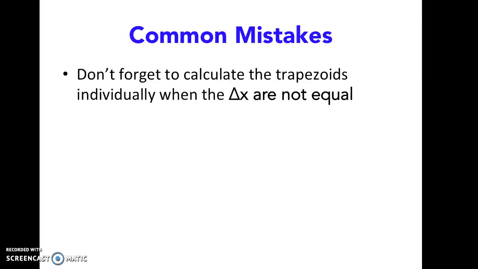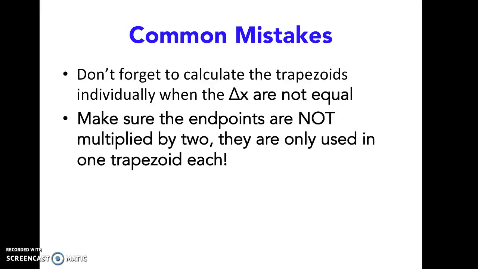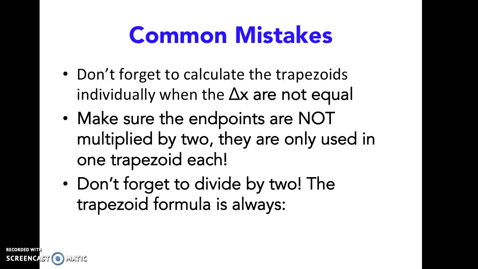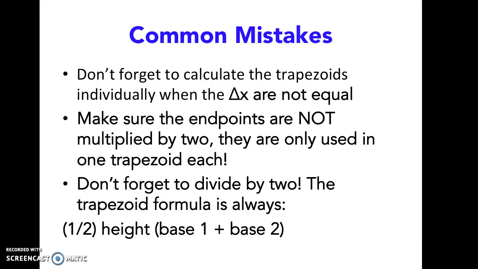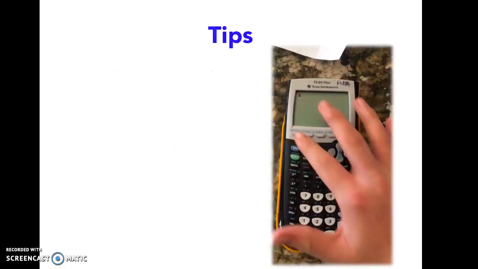Here are some common mistakes. Don't forget to calculate the trapezoids individually when the delta x are not equal, as we saw in our previous example. This is really important because it can really mess up your final answer if you use the same delta x, even if the x values are not evenly spaced apart. Make sure the endpoints are not multiplied by 2, because really they're only used in one trapezoid each. And never forget to divide by 2, because the trapezoid formula is always half of height times base 1 plus base 2. Here are some tips.